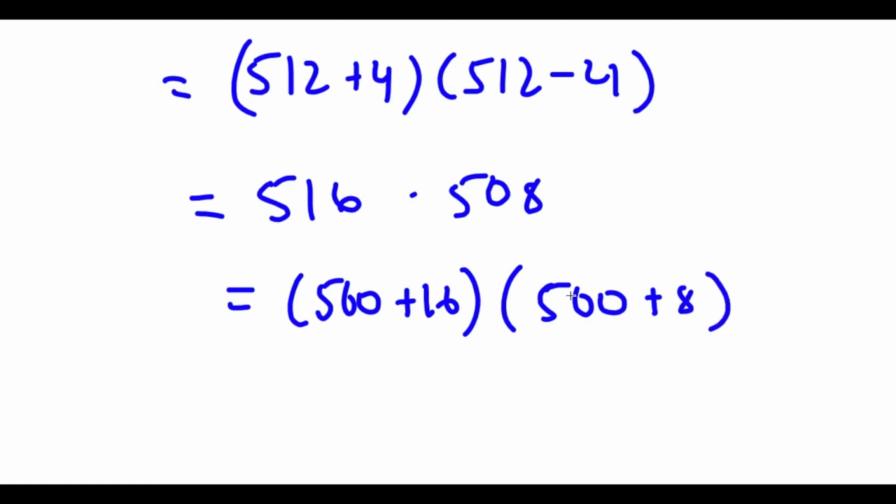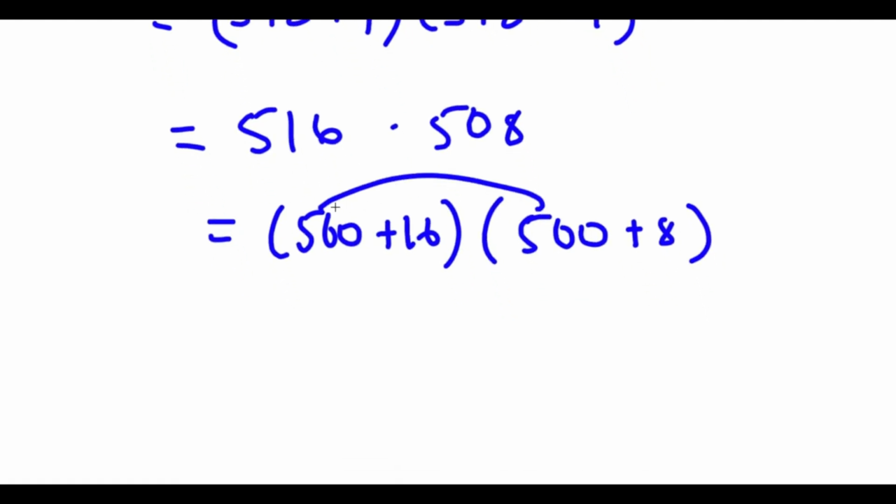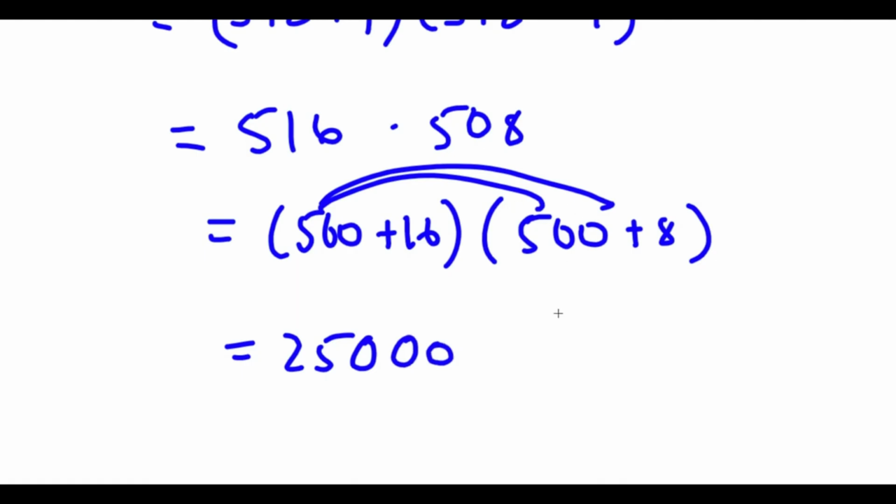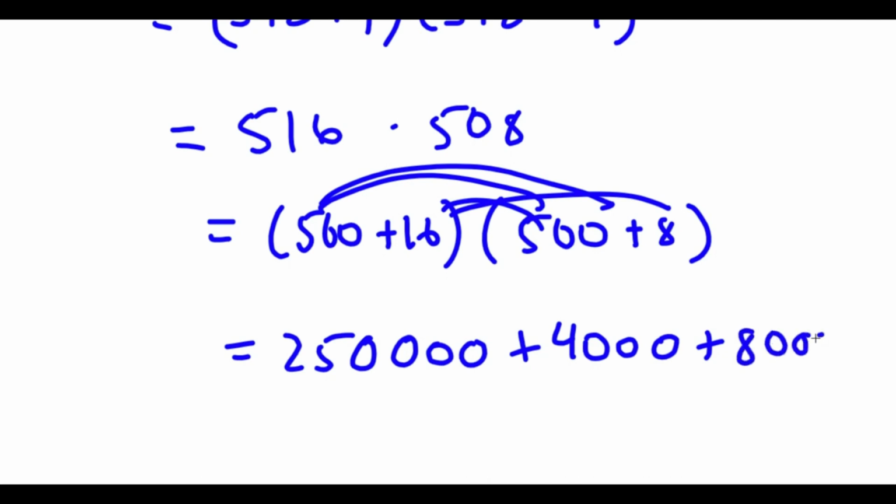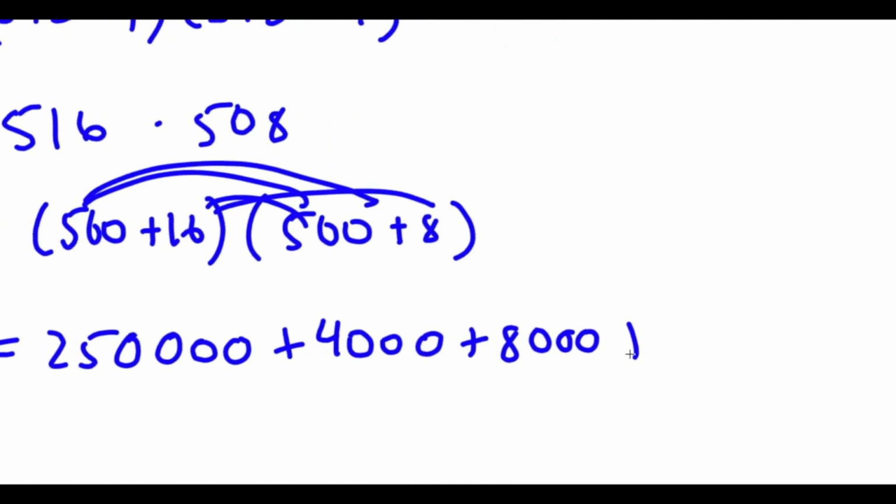So now, multiplying these two is simple. I first distribute the 500. 500 times 500 is, sorry, 250,000. And 500 times 8 is 4,000. Now I distribute the 16. 16 times 500 is going to be 8,000. And 16 times 8 is going to be 128.